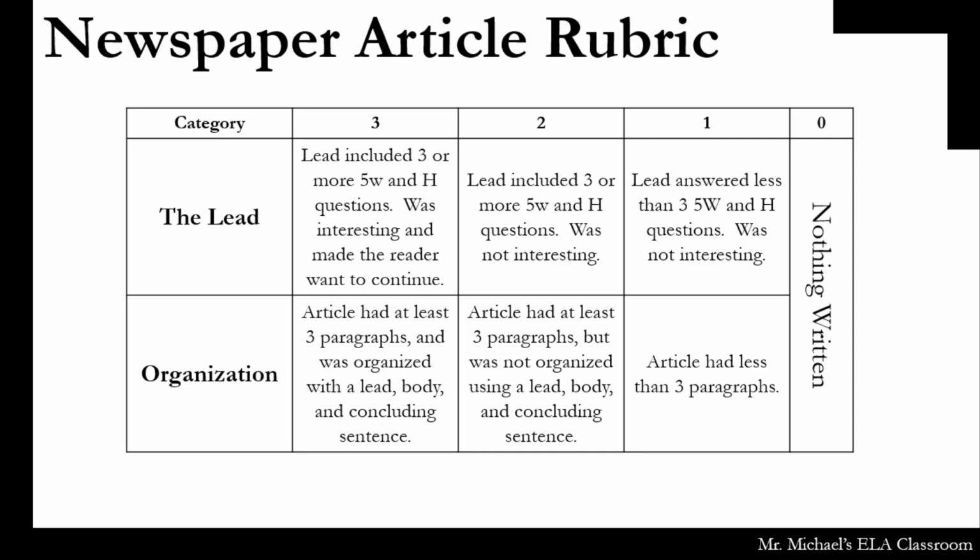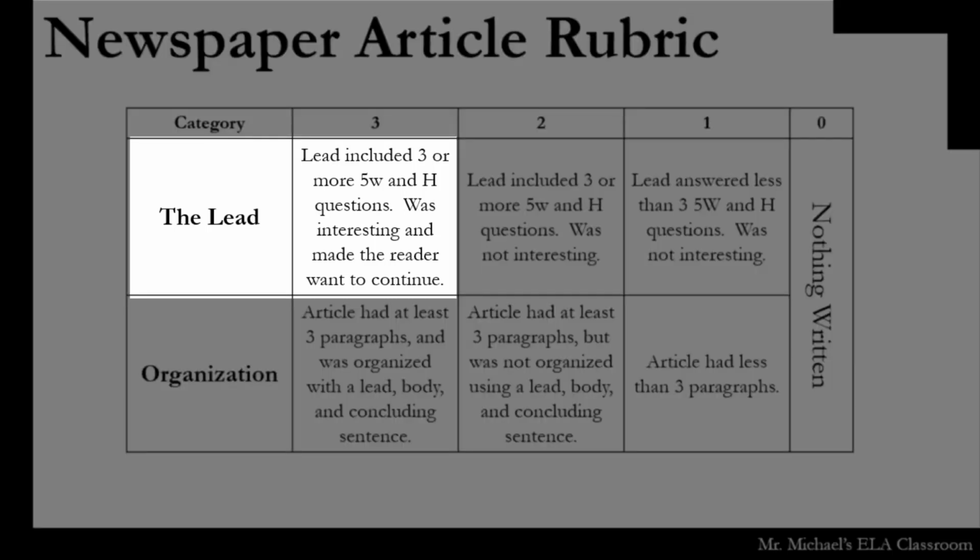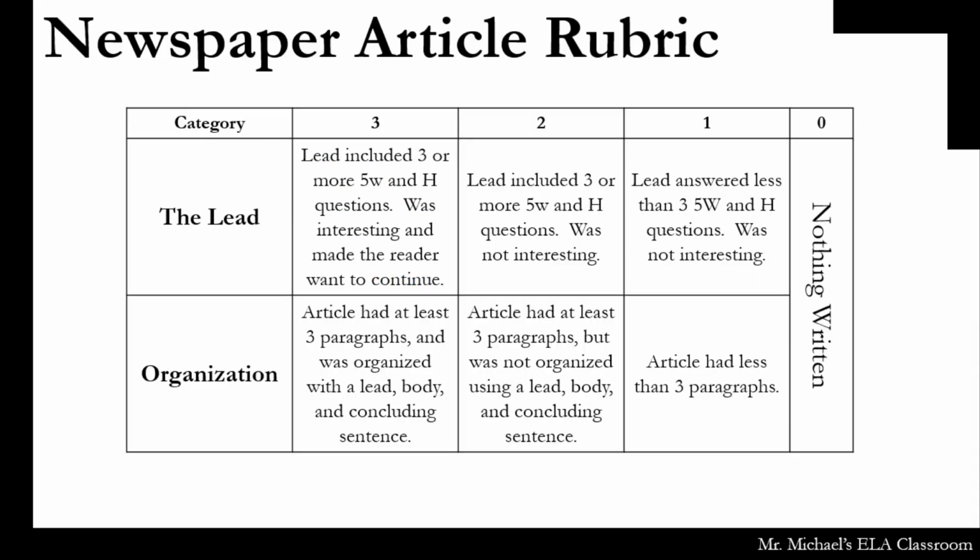Let's look at this rubric. So a rubric is how you get your marks. So we only want to look at the 3 category because that'll get you full marks. So the first one is the lead. In the lead, it includes 3 or more 5 W's and H questions, was interesting, and made the reader want to continue. So what that means is it gave a hook, something to hook the reader in so they want to continue reading. So when you write your lead, make sure you're putting in at least 3 of the 5 W's and H questions.